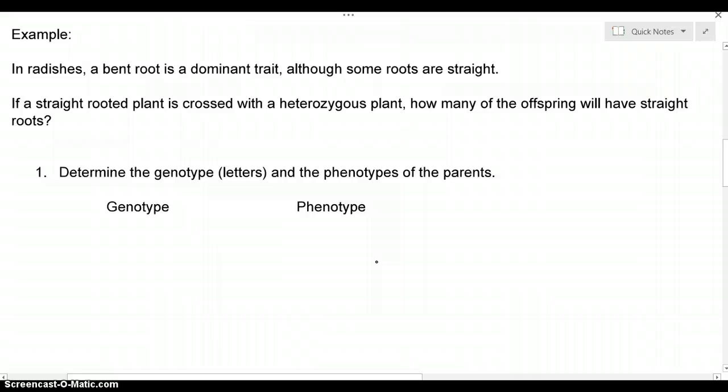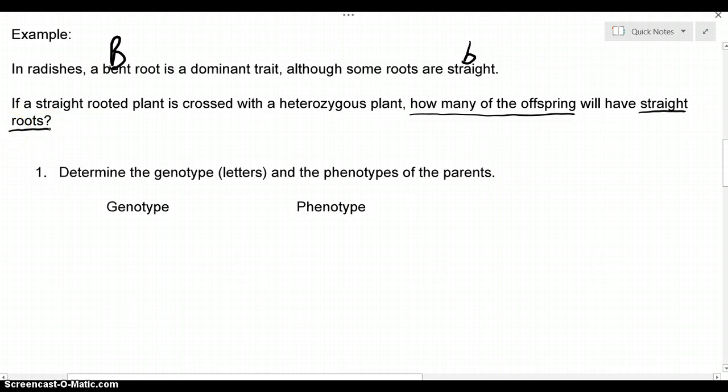In radishes, a bent root is a dominant trait, although some roots in the radishes may be straight. So some radishes may have straight roots and some radishes may have dominant bent roots. Right, so the bent root is dominant, so we're going to choose a capital B there, and the straight roots are recessive. We're going to have a small b there. If the straight-rooted plant is crossed with a heterozygous plant, how many of the offspring will have straight roots? Now that's the percentage.